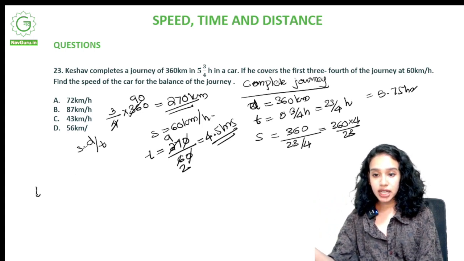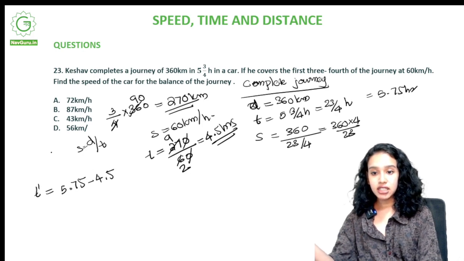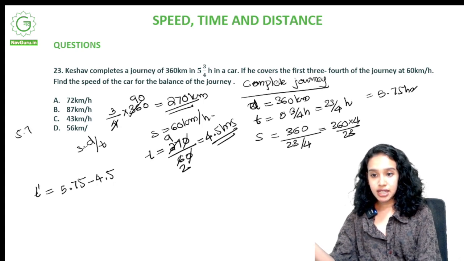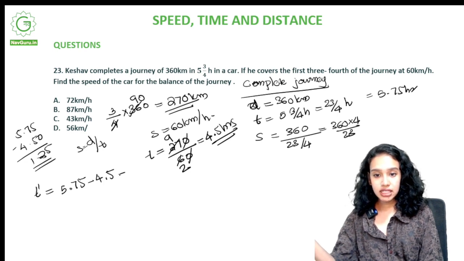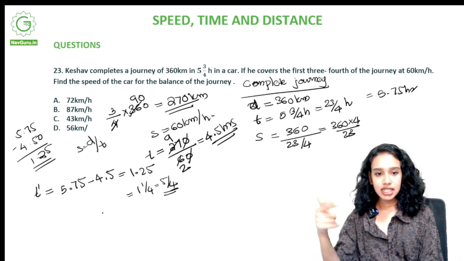So what is the new time here? New time is equal to 5.75 minus 4.5. So we'll get 1.25. So the rest of the time is 1.25, or we could say 5/4, anything we can call it, right? T dash is that.